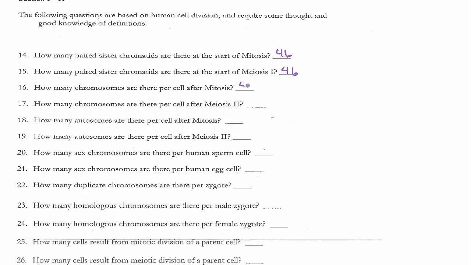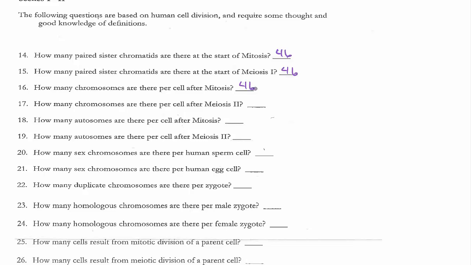How many chromosomes are there per cell after mitosis? Again, mitosis isn't any type of a reduction division like meiosis. It's making simple identical copies. You have a dog with 78 chromosomes. Cells undergo mitosis. You got 78 chromosomes at the end.